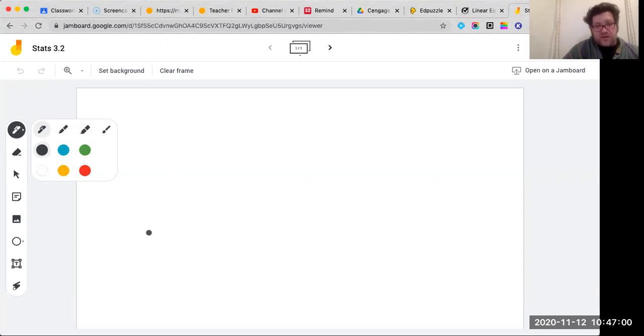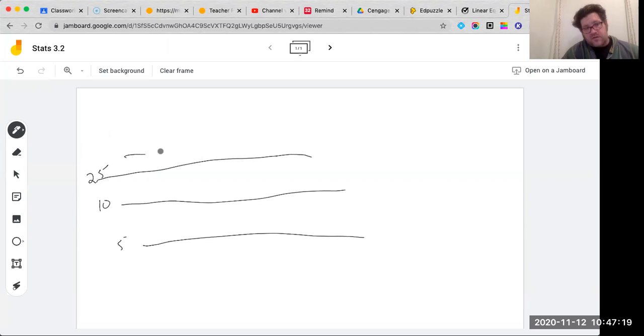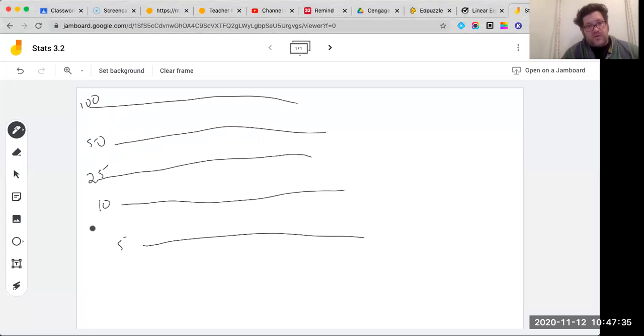Okay, so I'm going to make a line for, what's the lowest one? 5. A line for 10. A line for 25. Let's erase that line and make it a little farther up. A line for 50, I believe, and then a line for 100. Okay, so I have my dot plot kind of set up like this.